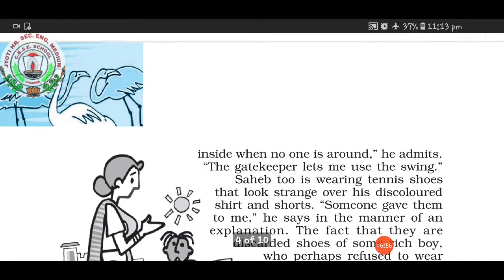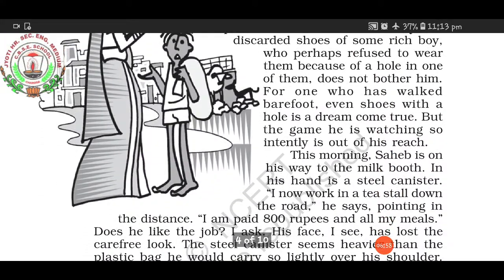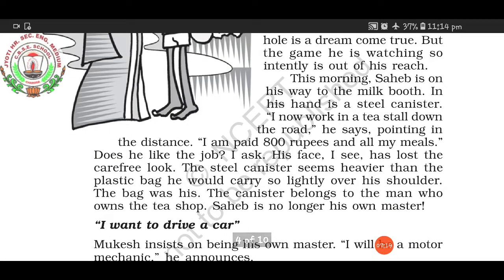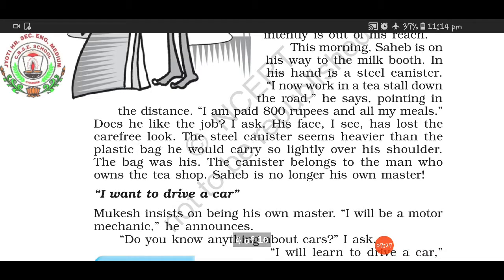Maybe someone who was not in need of it just did not bother to have the shoes with the hole, so gave them off to Sahib. Then one morning, our author found Sahib coming out from a milk booth, and when inquired, he said that he got a job, and he got the job in a tea stall which was at the other end of the road. And there he was earning 800 rupees per month plus the meals also. And then he carried the steel canister, and started walking off.